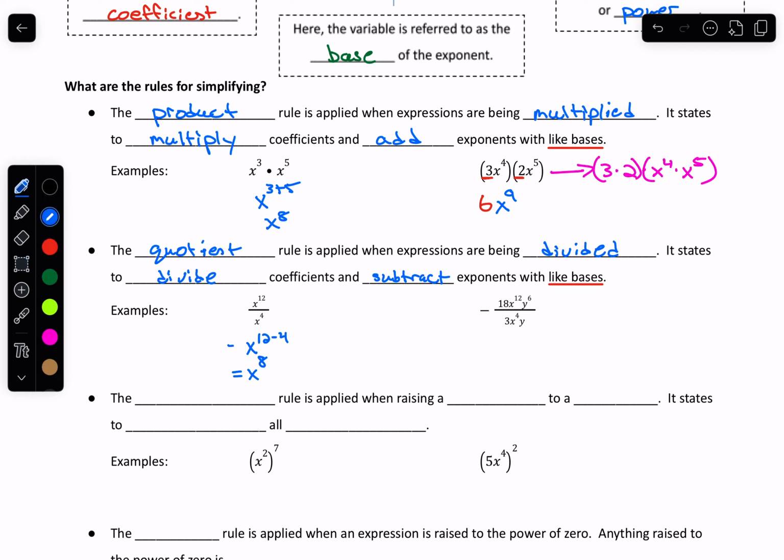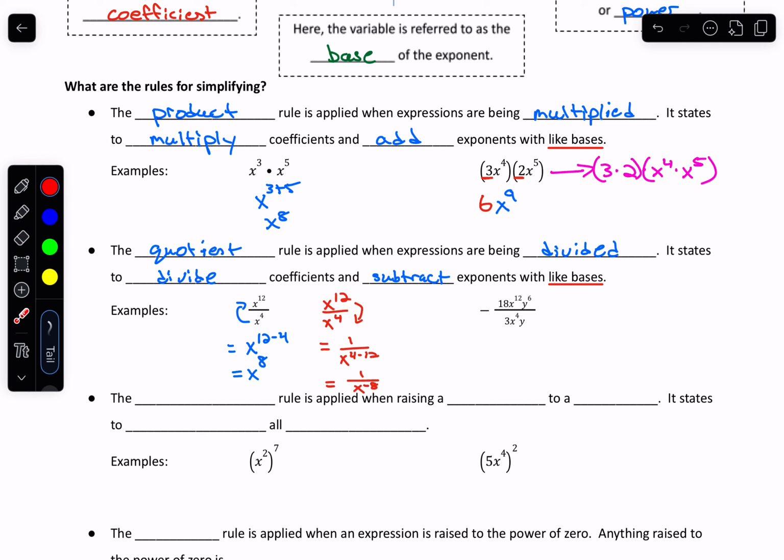Instead of moving the 4 x's up to the top and doing x to the 12 minus 4, it is equivalent to instead move the 12 x's down to the bottom, and then I would get 1 over x to the 4 minus 12, which would be 1 over x to the negative 8. So we can actually move the subtraction in either direction. I can either take these 4 x's and subtract them from the x's on top, or I can take the 12 x's on top and subtract them from the x's on bottom.